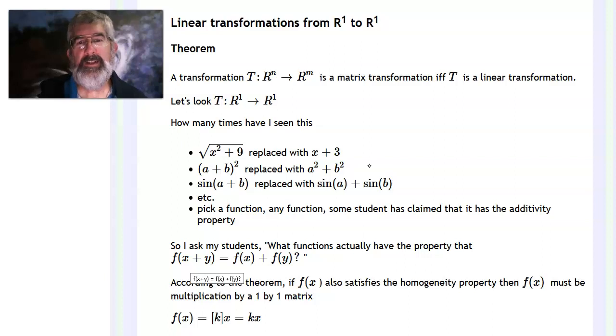A transformation T from Rn to Rm is a matrix transformation if and only if it's a linear transformation. I want to look specifically at what happens when your n and m are both equal to 1. So we're looking at transformations from R1 to R1. Well, transformations from R1 to R1 are just functions. You take a real number as an input and you get a real number as an output.